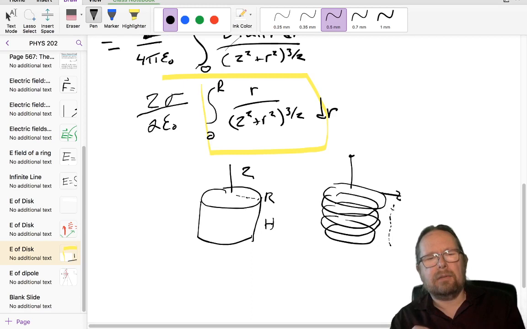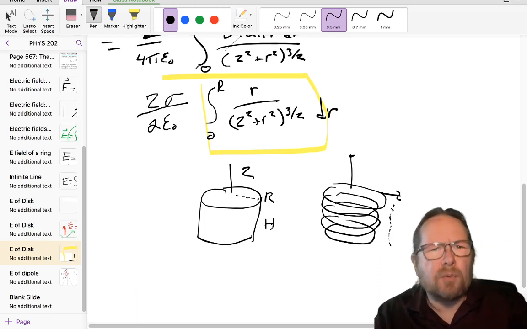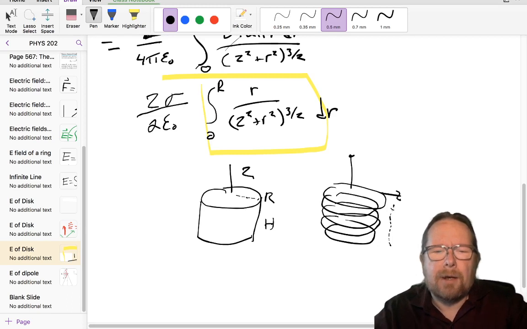So we'll see a few more examples of this as we go on, and I may give you some homework. In fact, I might give you that cylinder problem as a homework problem, just to give you practice in setting up these integrals.